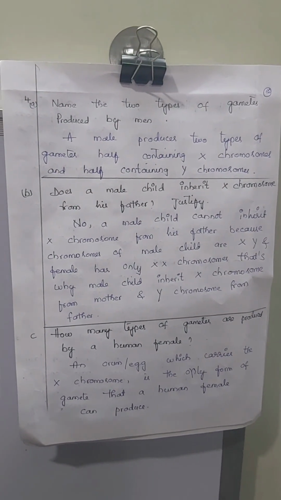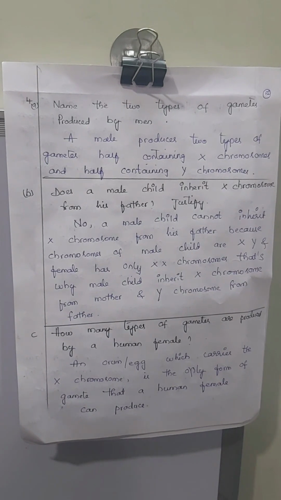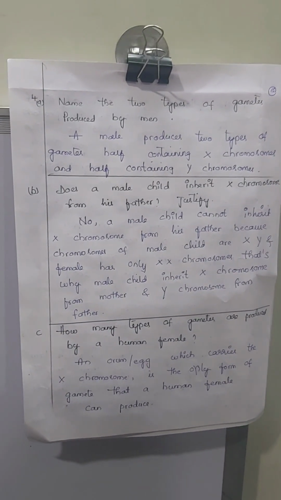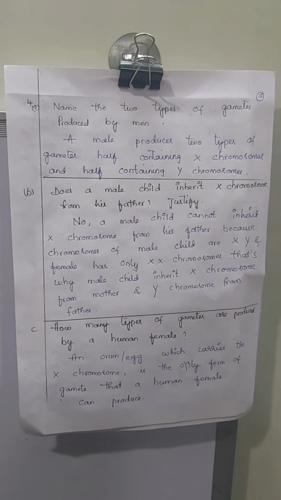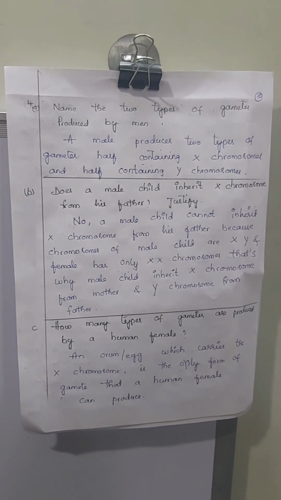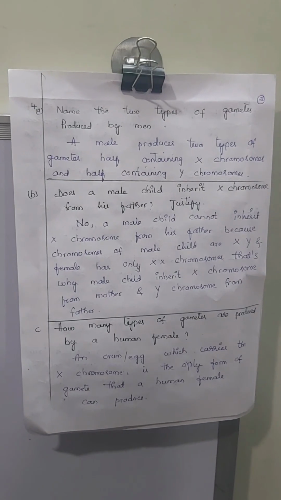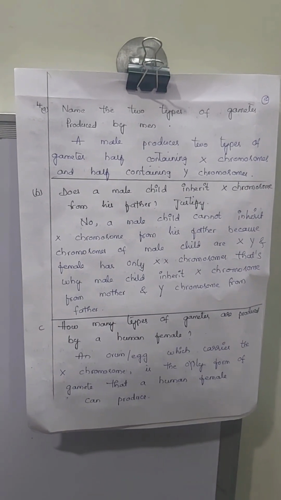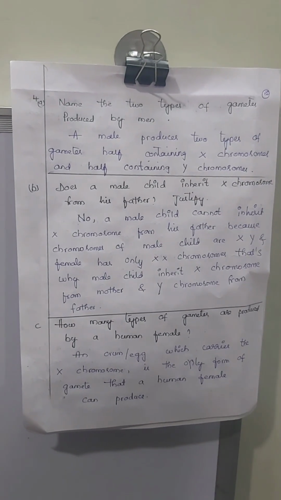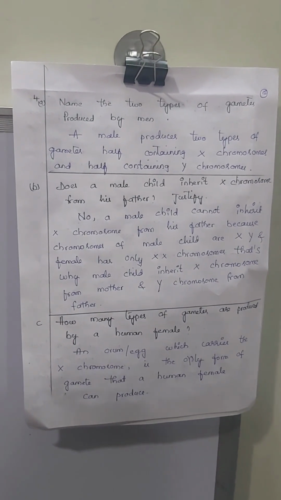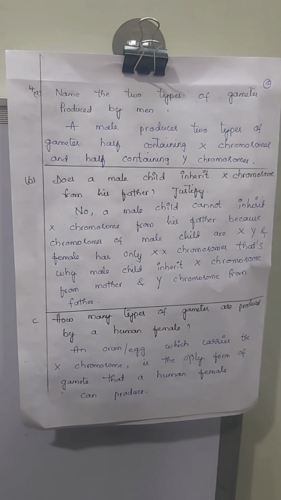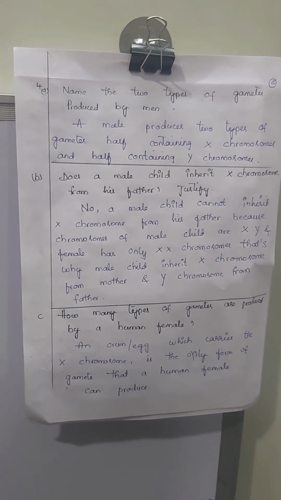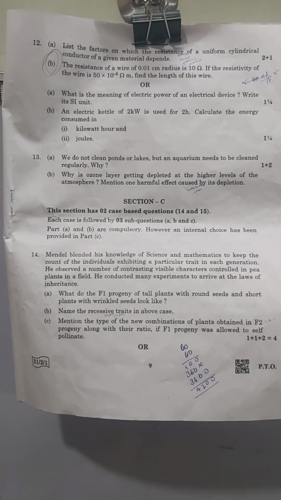Justify. No. A male child cannot inherit X chromosome from his father, because the chromosomes of a male child are XY and female are only XX chromosomes. That's why a male child inherits the X chromosome from the mother and Y from the father. Last one, how many types of gametes are produced by human female? An ovum or egg which carries X chromosome is the only form of gamete that a human female can produce.